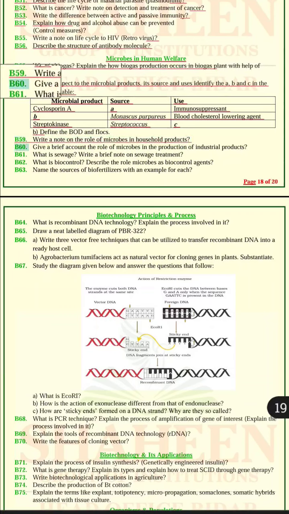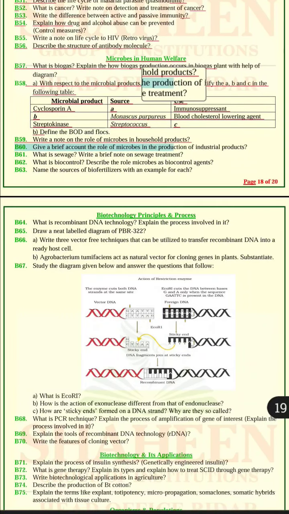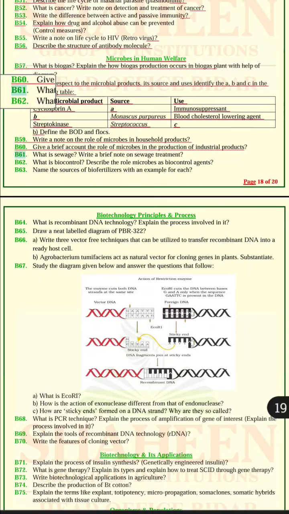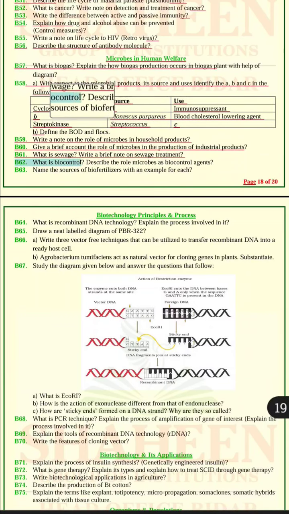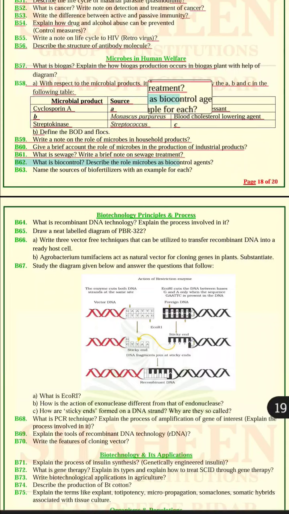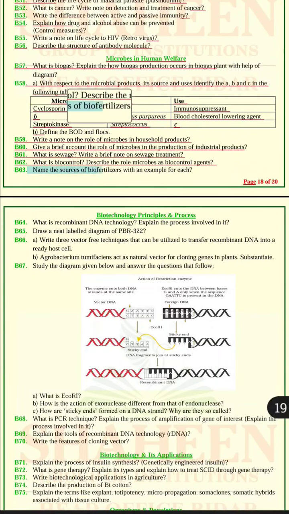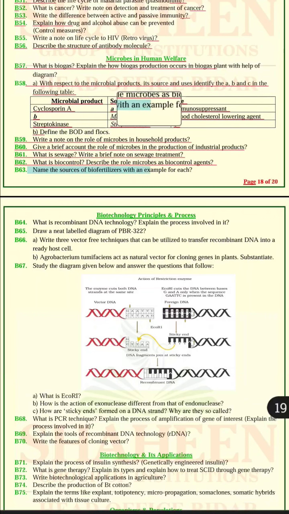And question number 60 is give a brief account of the role of microbes in the production of industrial products. Question number 61, what is sewage? Write a brief note on sewage treatment. And question number 62, what is biocontrol? Describe the role of microbes as biocontrol agents. Question number 63, name the source of biofertilizers with an example.